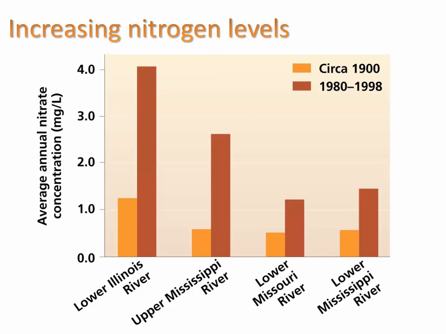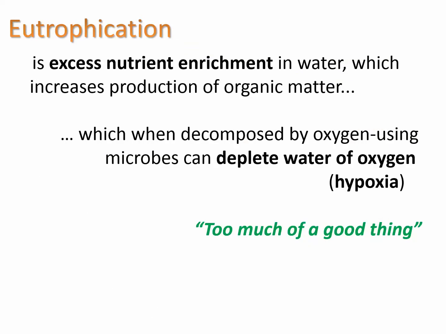So we can see here that since the early 1900s compared to the late 1900s, we've seen sometimes a 3 or maybe 4-fold increase in the nitrogen levels in rivers in this country. And that is because of runoff. And runoff meaning that you are applying these fertilizers to your field, but it's running off with your irrigation water or rainwater into the nearest waterways. This can lead to eutrophication.